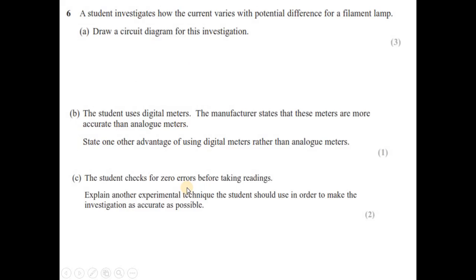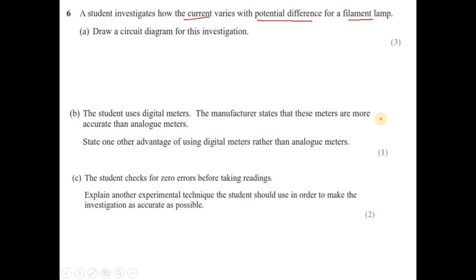Question number 6. A student investigates how the current varies with potential difference for a filament lamp. Draw a circuit diagram for this investigation. So we need to study the relation of current with the potential difference of the filament lamp, and we need to draw the circuit diagram.